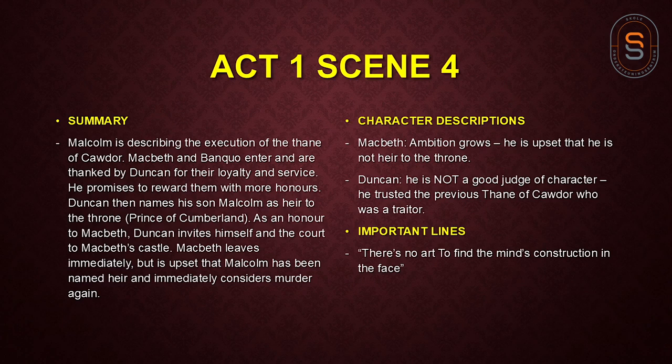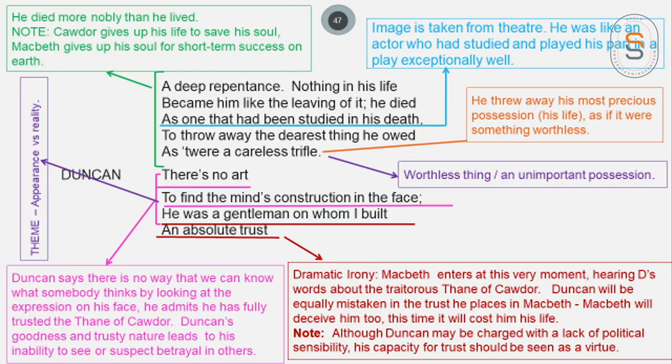Duncan is not a good judge of character. He trusted the previous Thane of Cawdor, who was a traitor, and now he's going to trust Macbeth as well. And then important lines where Duncan says, "There's no art to find the mind's construction in the face." Right, and this is the extract where he says that. In the beginning here is Malcolm describing the way that the previous Thane of Cawdor was executed. And then Duncan answers, he says, "There's no art to find the mind's construction in the face."